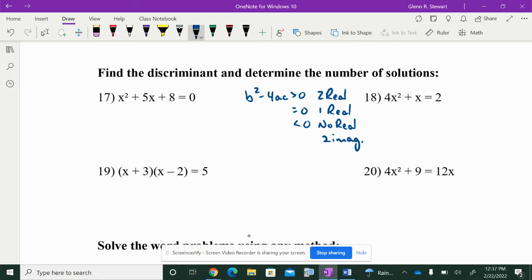Okay, so b squared is 5 squared minus 4 times 1 times 8. A, B, C. So 25 minus 32, which is going to give me negative 7, which is less than 0. So no real solutions. 2 imaginary.